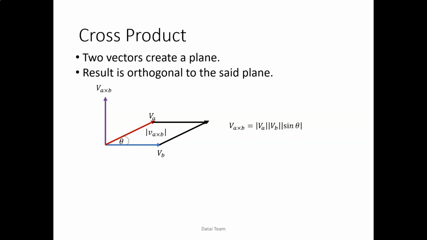And the length of this vector is equal to the area of the shape the vectors create. For example, we have the length of VA times the length of VB times sine theta. Theta is the angle between the vectors. And this gives you the geometric area of the plane, or the shape that the vectors create. And that's the length of the cross product. And in every cross product, the direction of the cross product is perpendicular to that plane.